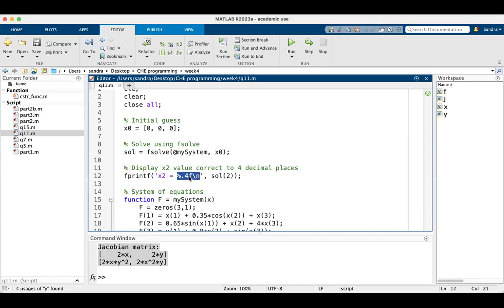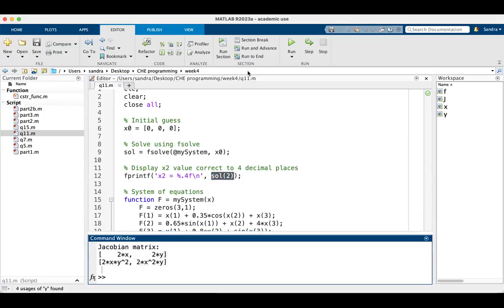This percentage sign says that there is a floating point, and .4 means it requires four figures after the point. So that's what this means. It requires four figures after the decimal point, and it's a floating point. And then the solution to this numerical data gets printed in this position. Okay, I'll just run it and show it to you.